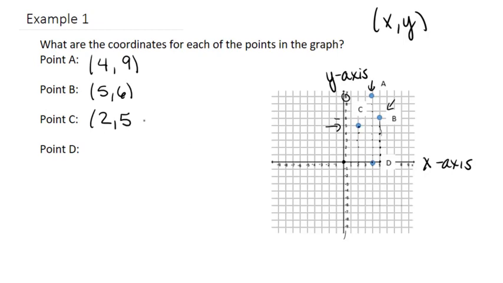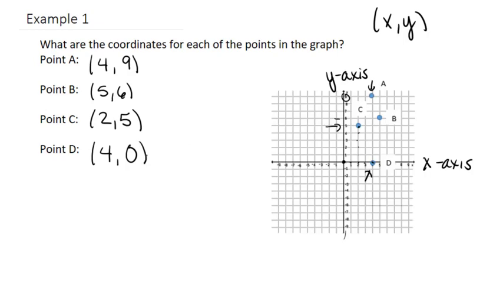Next is D, which we see is right there. So we start at the origin, we go 1, 2, 3, 4. So for the X, we write 4. And we notice we don't go up or down on our Y axis, so that means we just have 0, as it's at the origin, which is where 0 is at. And this would be our point D.